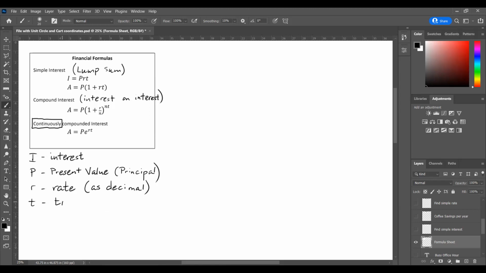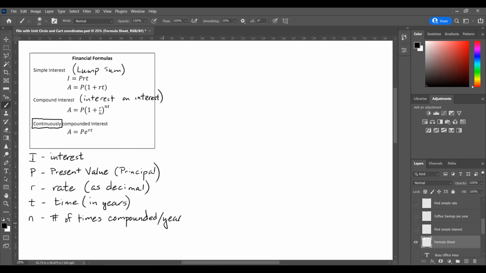T is the time. And I'm going to say in years, but only because our interest rates are often given per year. If the interest rate is given per month, then the time would be months, but it's almost always years. So I'll go ahead and say that that's in years. N is the number of times your interest is compounded per year. So notice it only shows up in the compound formula.